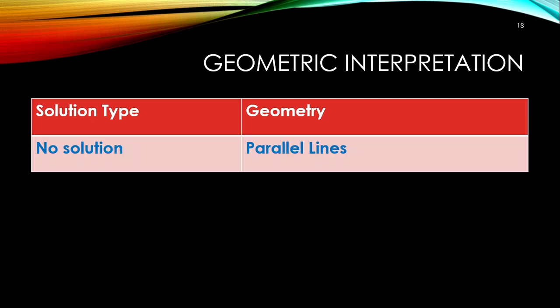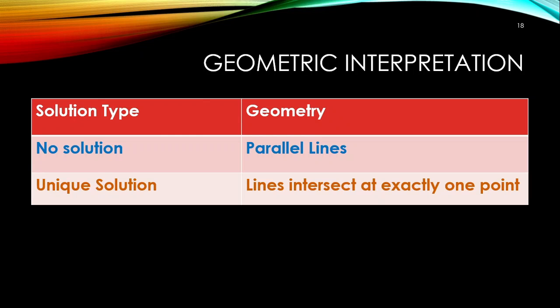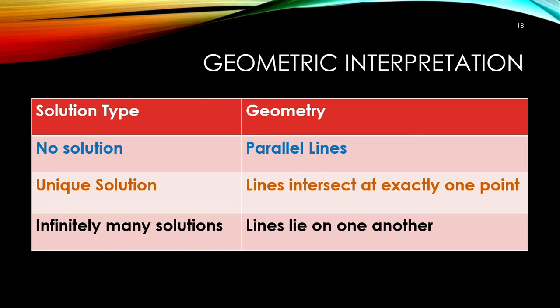Okay, we can summarize it like this. For the solution type of no solution, the linear equations represent parallel lines. And if there is a unique solution, that means these lines intersect at exactly one point. Infinitely many solutions means these linear equations represent the same line.